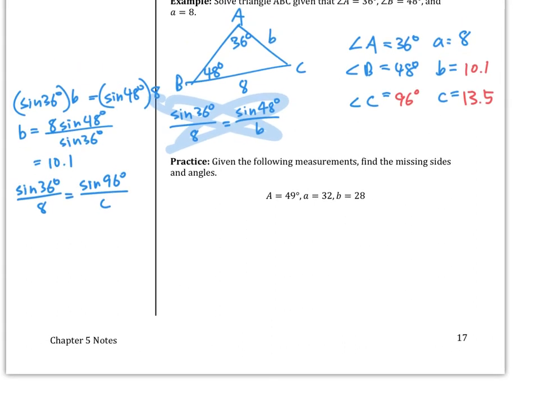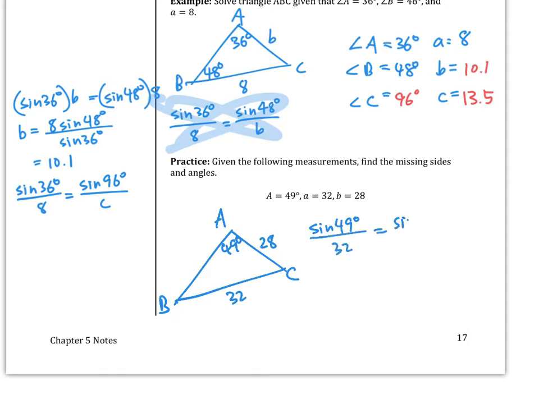All right, so let's have you pause the video and give this following question a try. All right, so maybe you got sine 49 over 32 equals sine B over 28, and you weren't sure what to do from there after you set up the cross multiply. Well, this is the same thing as before, except you're going to do one more step. You're trying to solve for angle B. So the first thing is you have to divide by 32.